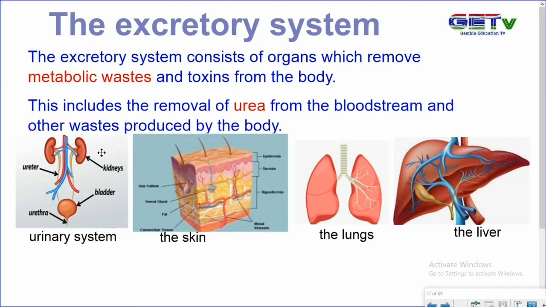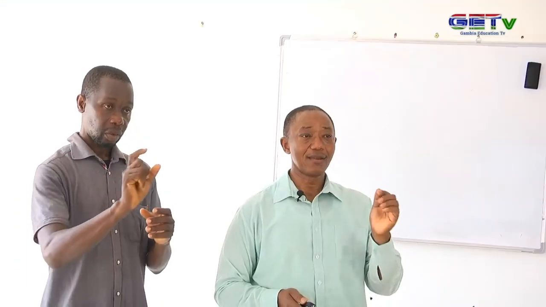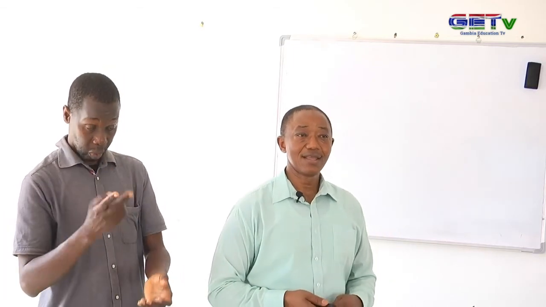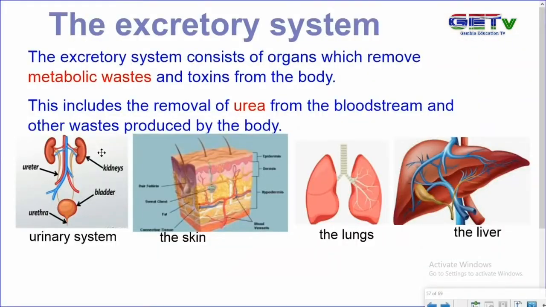The urinary system, we've looked at it briefly, made up of the kidneys. You have the ureter that collects urine from the kidneys to the bladder, and of course the bladder itself and the urethra. I come to the skin. We've also briefly looked at the skin that helps to process waste in the form of sweat and take it out of the body. The lungs help us to take out carbon dioxide and some water vapor out of the body.